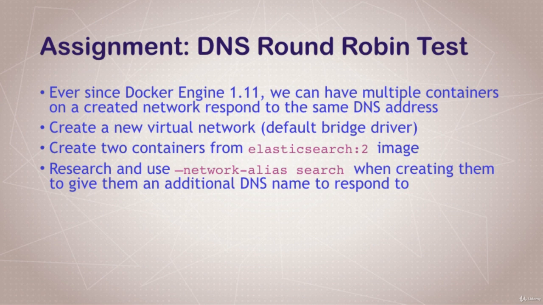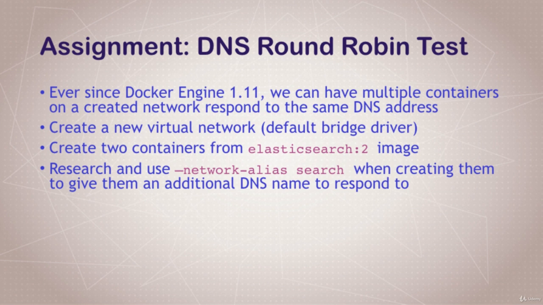So you want to research and check out the --net-alias command. That's actually an option for Docker run. And so when you start a container, you're going to tell it, I want another DNS alias to call this container by, not just its container name.